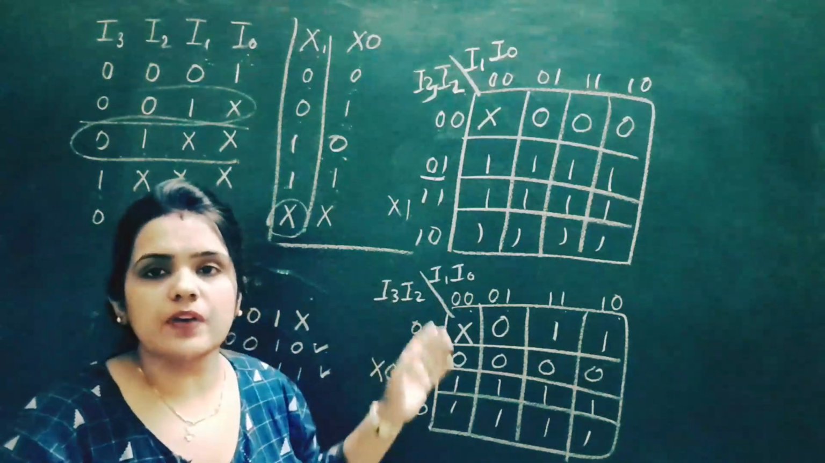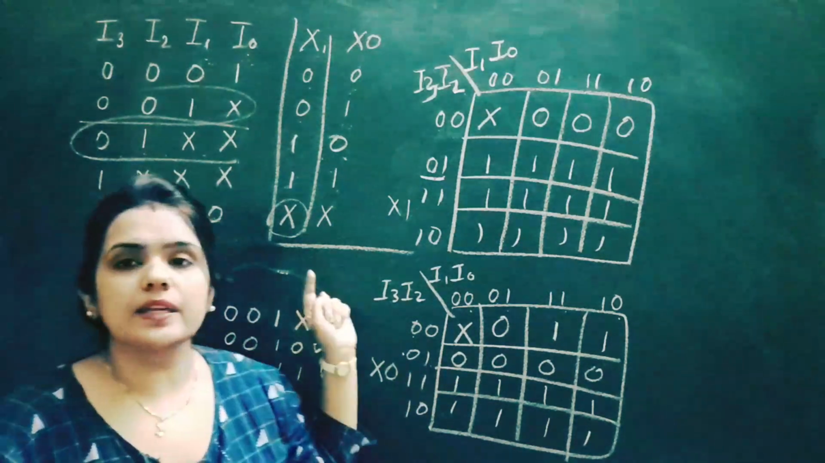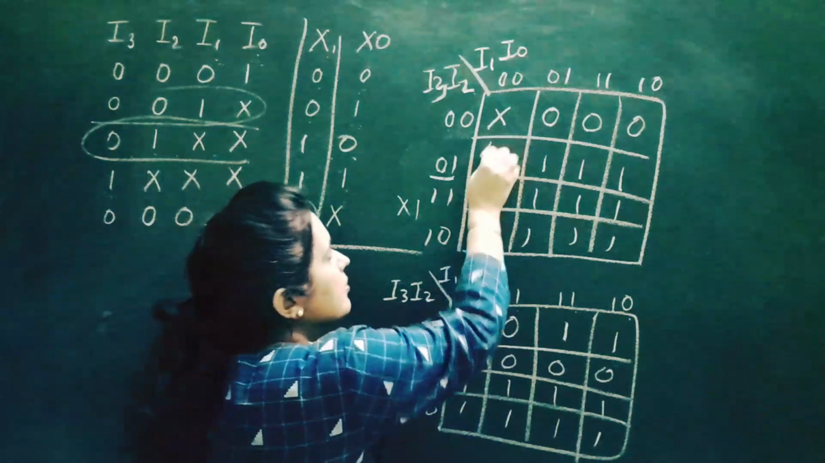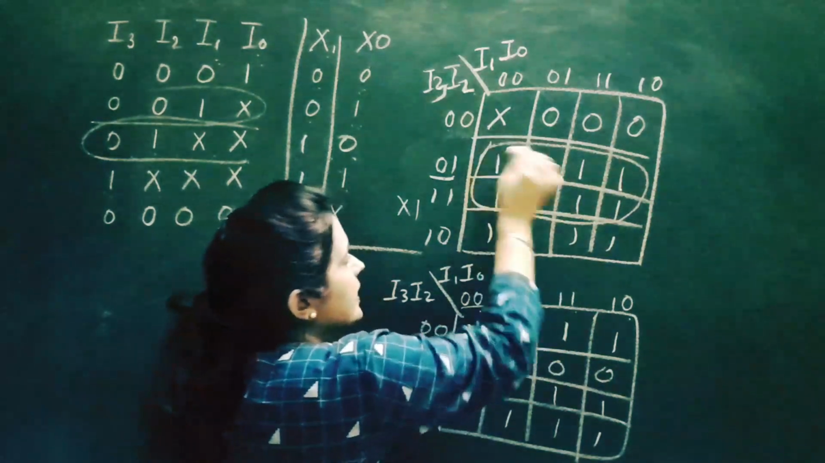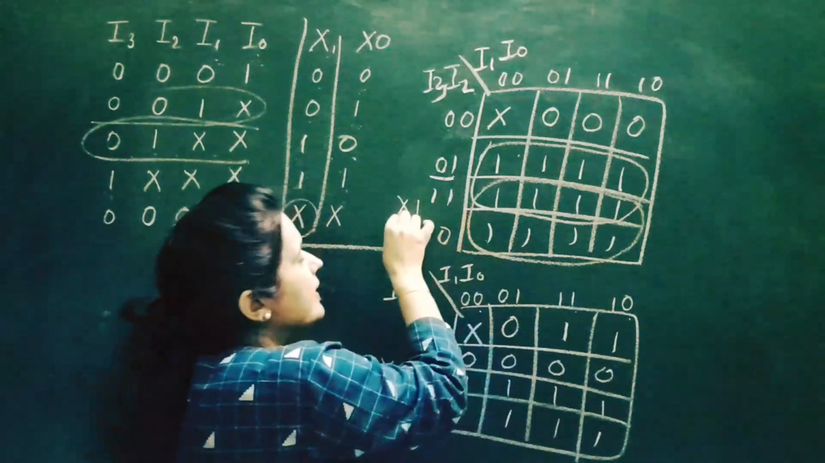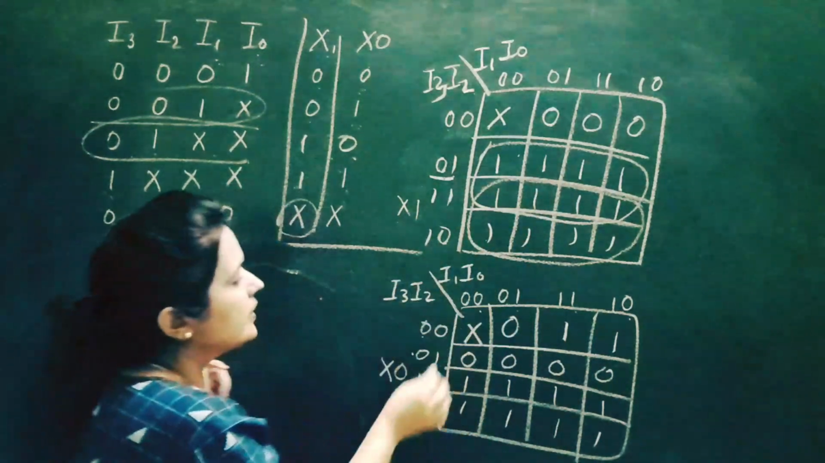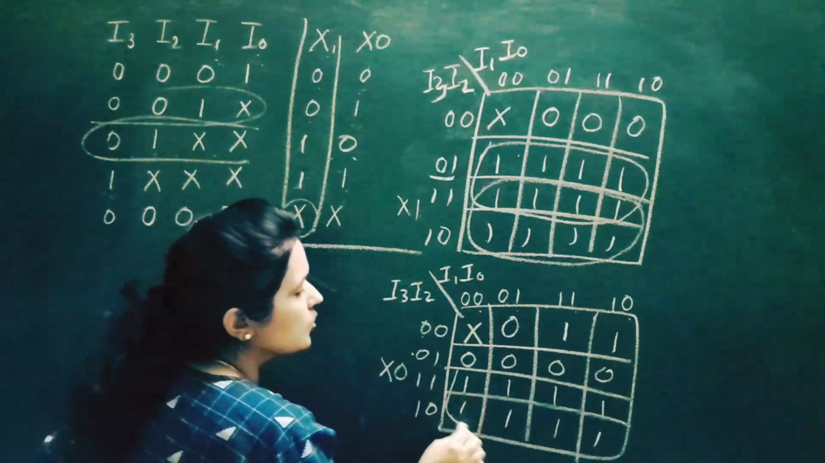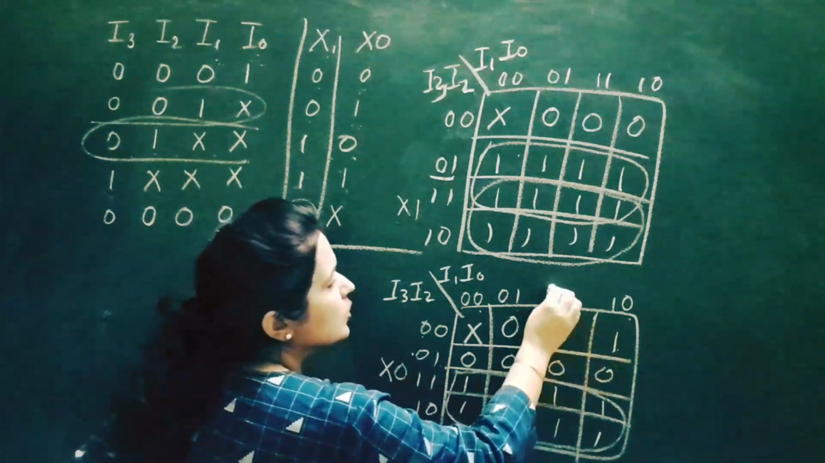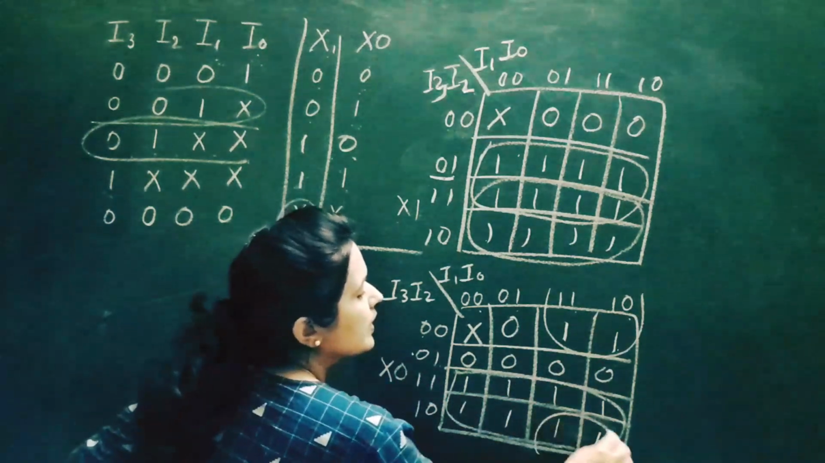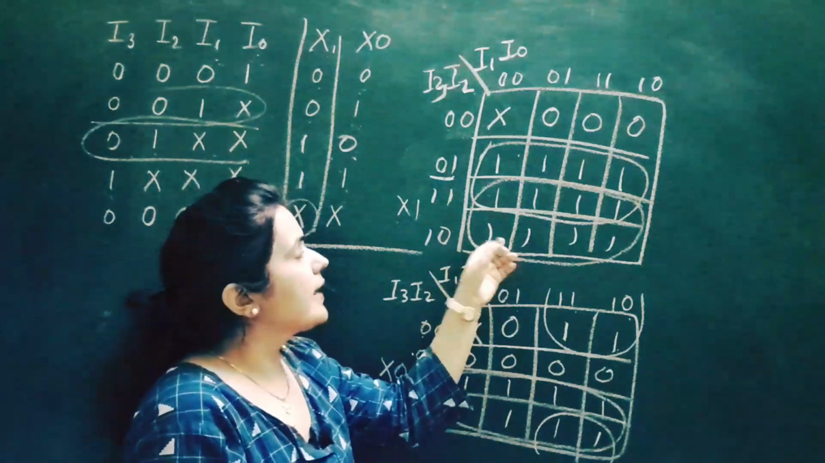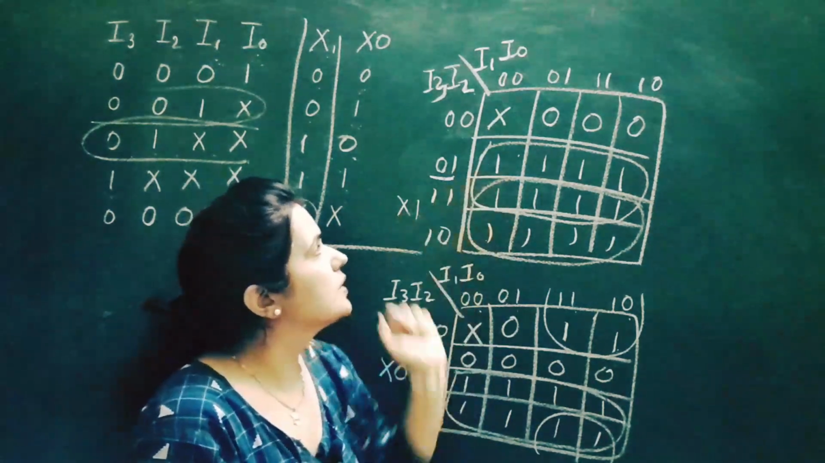Now we should simplify these K maps for obtaining the final expressions. In the K map for X1, we can make a group of these 8 ones and we can make a group of these 8 ones. So there are two groups in the K map for X1. In the K map for X0, we can make a group of these 8 ones, and these two ones can be rolled with these two ones for the purpose of making a bigger group. Now we should write the expressions corresponding to these groups.